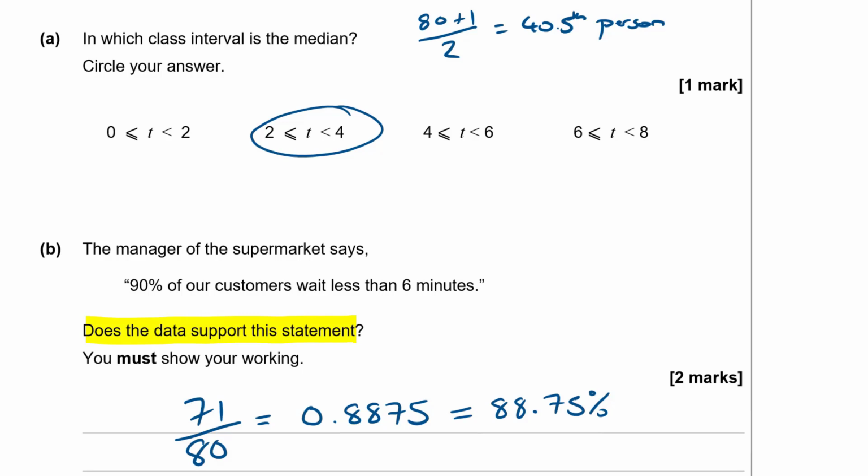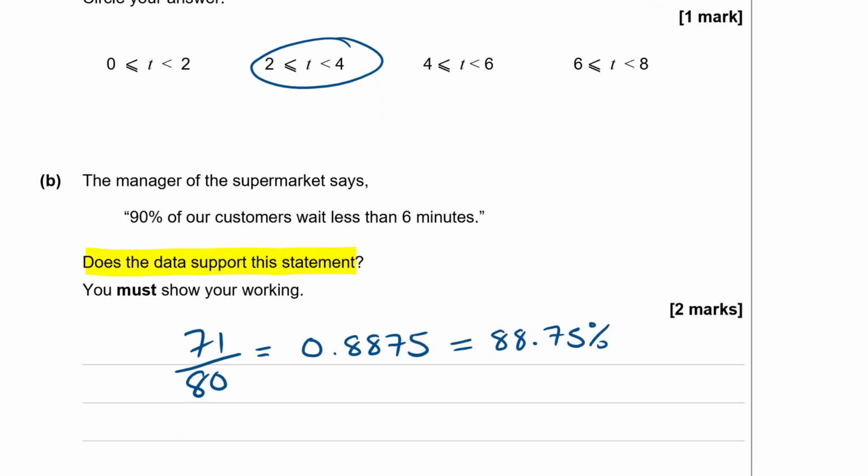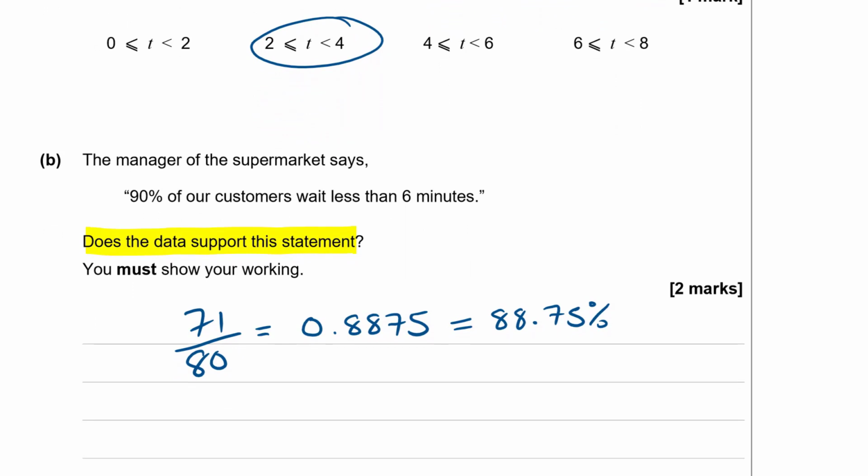Now actually the mark scheme gives you credit if you say yes or no here, depending on what you say. So you could say yes, 88.75 rounds to 90, so it was reasonable for the manager to say that. Or you could say no, 88.75% is below 90%. Personally, I think the manager's stretching it a little bit here by saying 90%, so I'm going to go with no. I'm going to say no, 88.75% is below 90%.